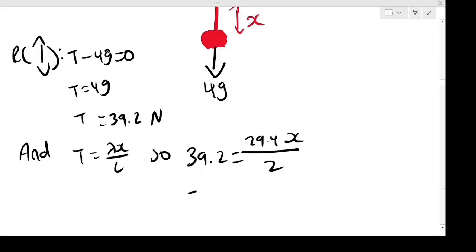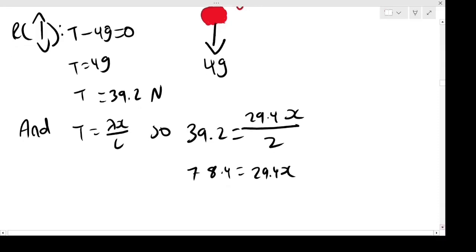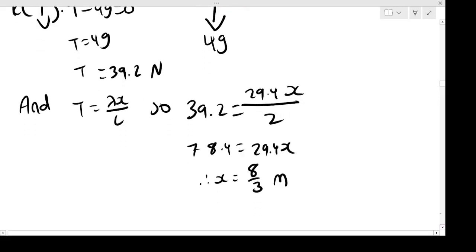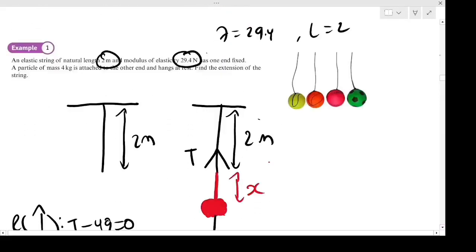So 78.4 is going to be 29.4x. So therefore, x is going to be 8/3 meters. So there we are, that's my extension of the string. This extra bit in red, the extra part of the string, is 8/3, which happens because the string is being extended or stretched down.